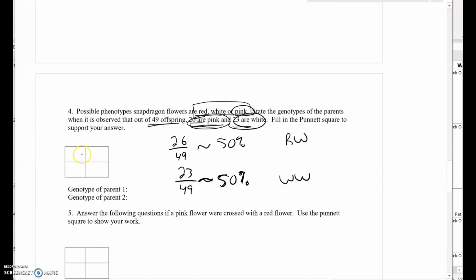So we need a square where 2 out of the 4 squares are RW and 2 out of the squares are WW. And working backwards from this, we can figure out that we must have had an RW above this, and we must have had a WW here. So our 2 parents had to have been RW and WW.